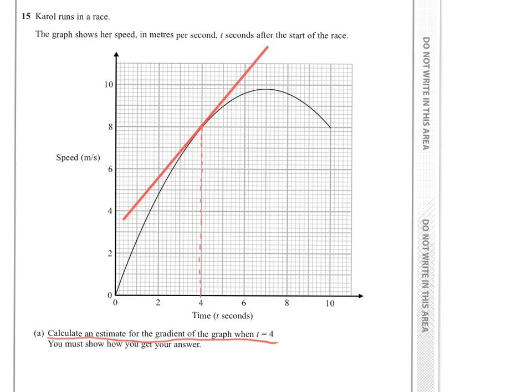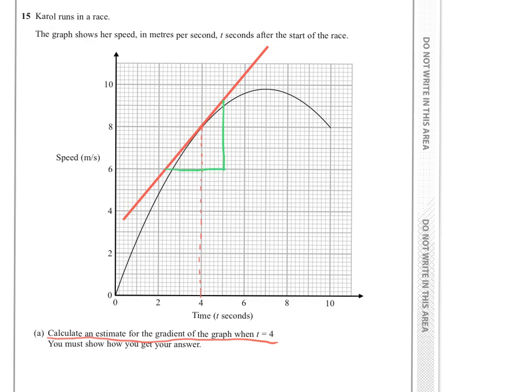Now, if I want to work out the gradient of that, I've got to do the change in y over the change in x, like dy dx. And so one way of looking at that is to try and see somewhere reasonably nice on here where it crosses. I'll go from this point here and I'll make a triangle, and I'll go to, say, this point here.